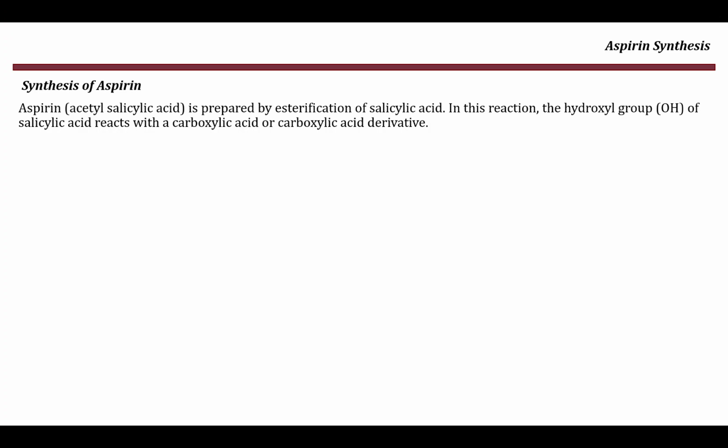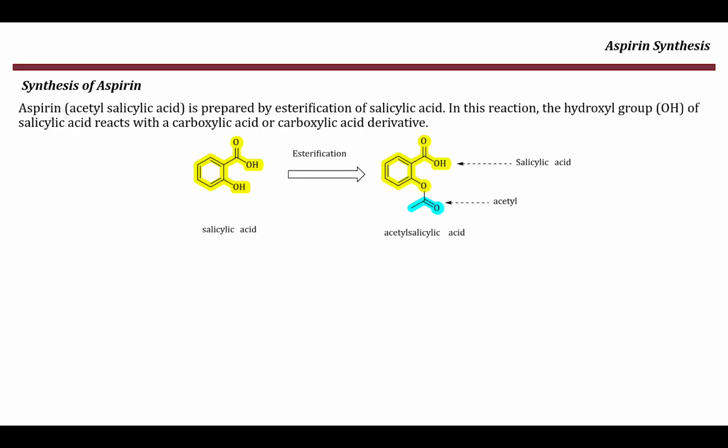Aspirin or acetyl salicylic acid is prepared by esterification of salicylic acid. In this reaction, the hydroxyl group of the salicylic acid reacts with a carboxylic acid or a carboxylic acid derivative. So usually to make aspirin, we start with the salicylic acid. Salicylic acid here is acting as an alcohol in the esterification reaction through this OH group. And then we are going to add a carboxylic acid or a carboxylic acid derivative, as we will see in a second, in order to add this ester group.